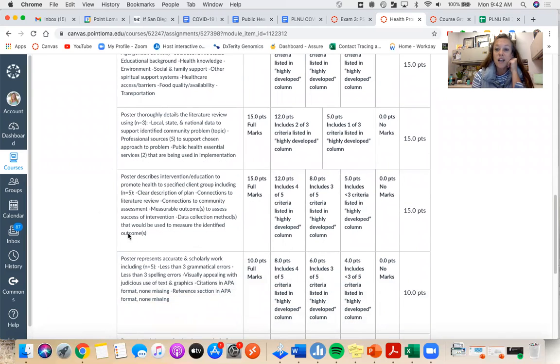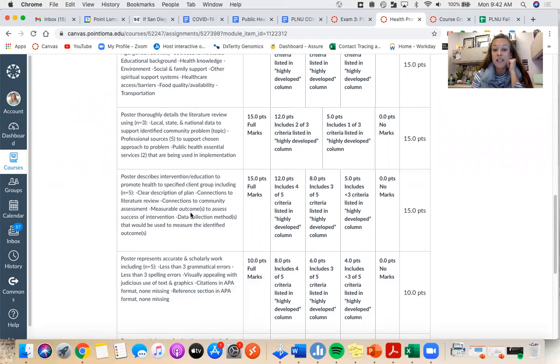This next section of the rubric is talking about your actual intervention. So what are you doing? A clear description of what you're doing, making sure it connects to your lit review above, that the literature review has informed what you're doing. Make sure there's also connections to the community assessment, that it's clear that you saw a problem in your community, you got some literature to help you develop an intervention, and that's played out here.